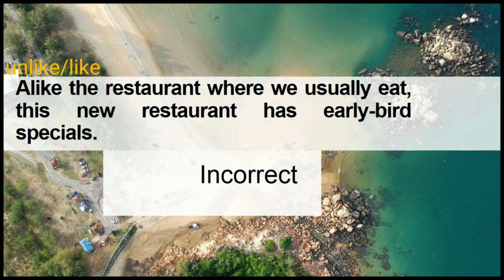Mereka bisa ditulis di awal kalimat, unlike dan like. Tadi sudah dijelaskan ya, bahwasanya unlike dan like as a preposition bisa ditulis di awal kalimat atau juga di tengah kalimat. So, this sentence should be like the restaurant where we usually eat, this new restaurant has early bird specials. Atau, unlike the restaurant where we usually eat, this new restaurant has early bird specials.